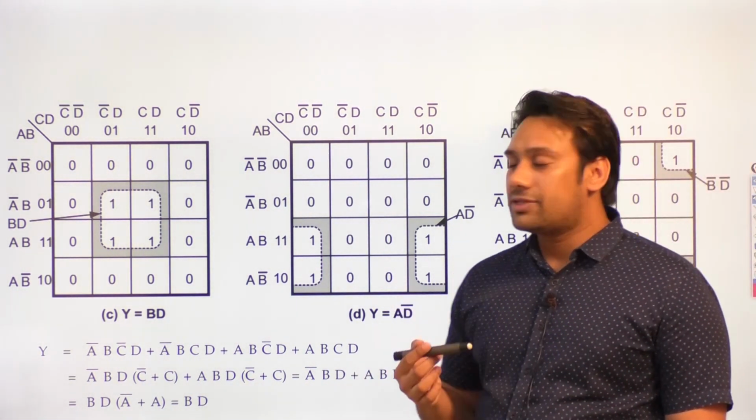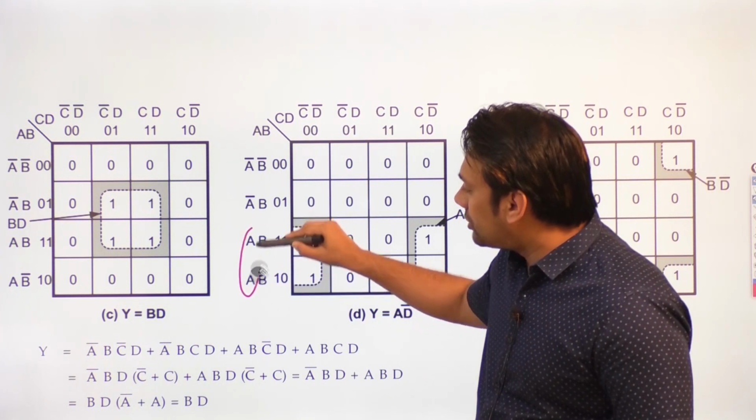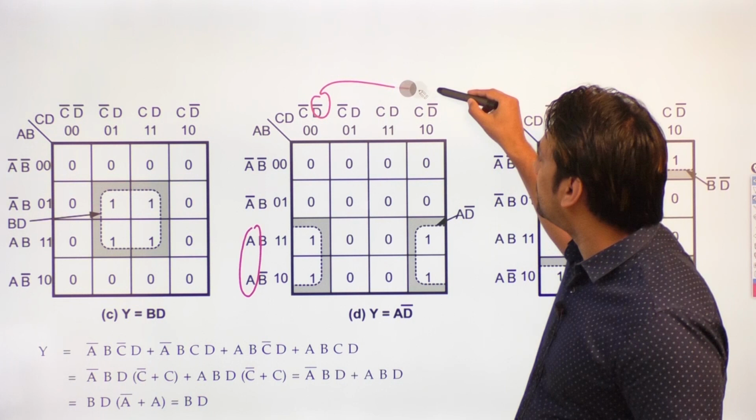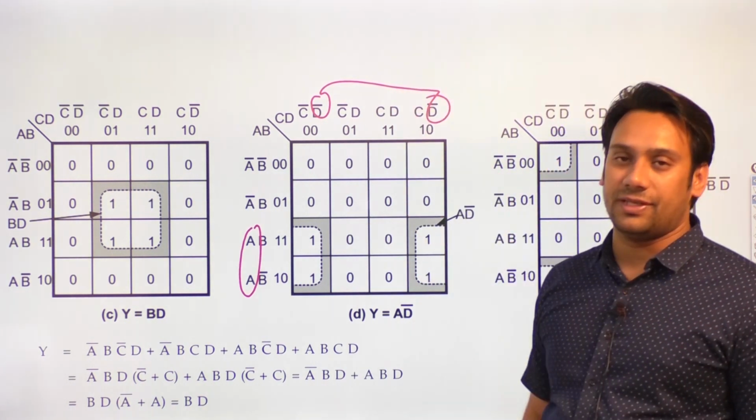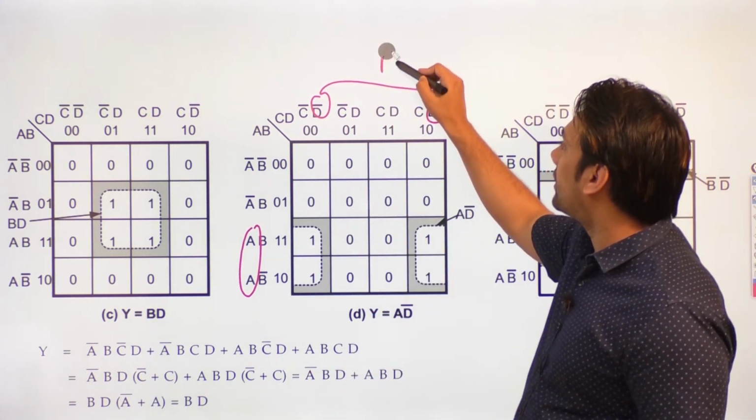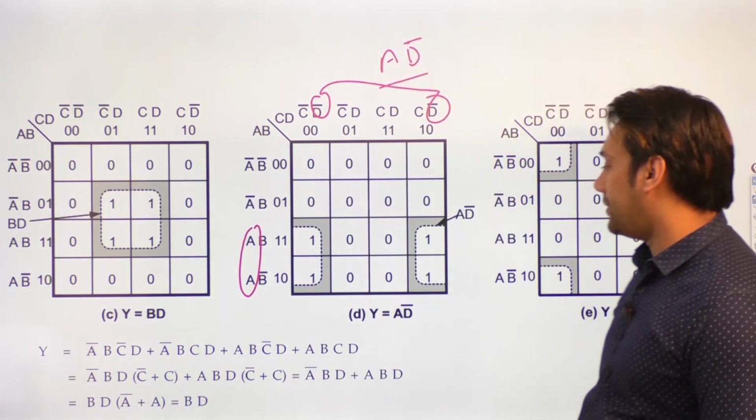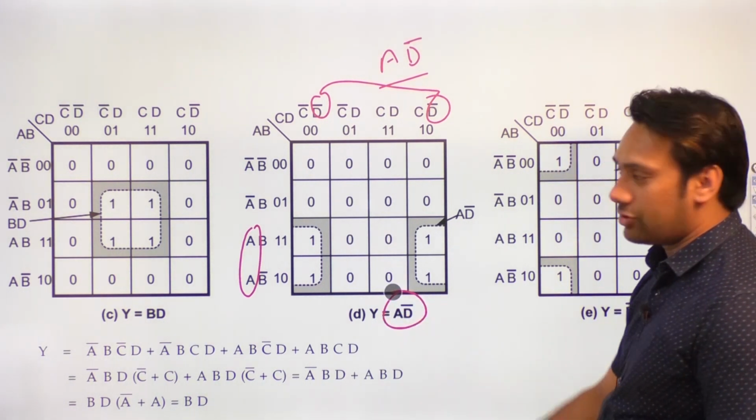Now in this subcube of size 4, what variable is not changing? You will see A is not changing, as well as D is not changing. C is changing as well as B is changing. Therefore, in your solution, you will get A D complement. The solution of this K-map is A D complement. Okay? So you can clearly see it is A D complement.